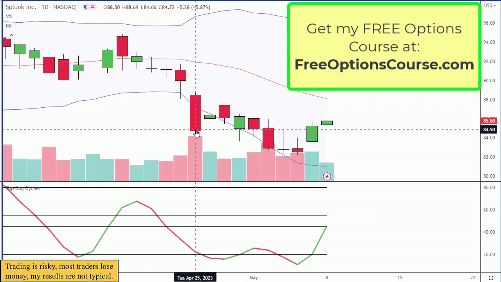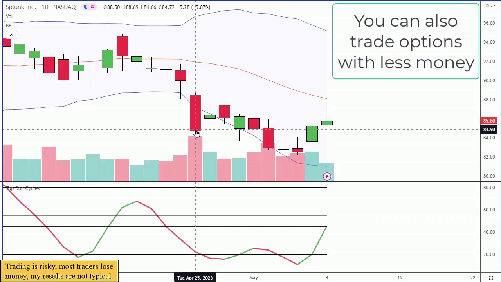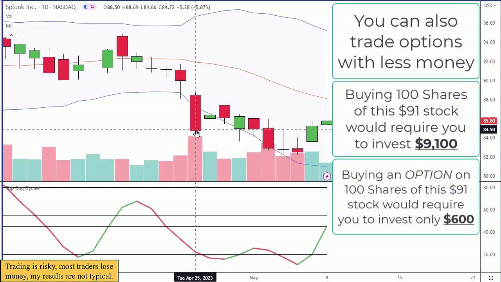And another reason is, even though they have a risk associated, well, everything does in trading, right? But if you were to buy the stock for $91, let's say you bought 100 shares, you'd have to invest $9,100. So that's a lot of money. You might not even have that much money to trade with. But the beauty with the options is I only had to put in $600 at risk. And that's the most I could lose. I could lose all of it, but it's the most I could lose.